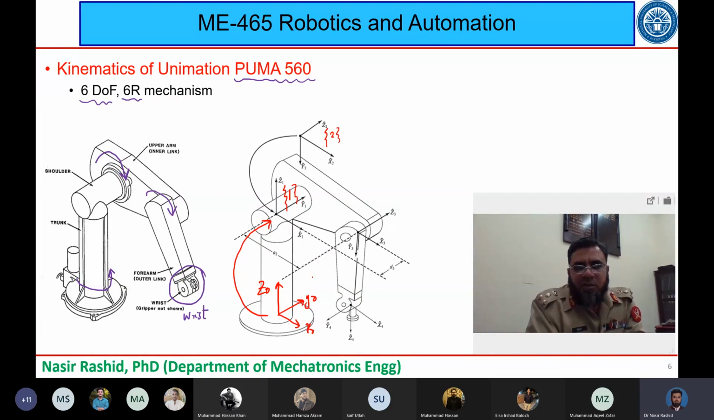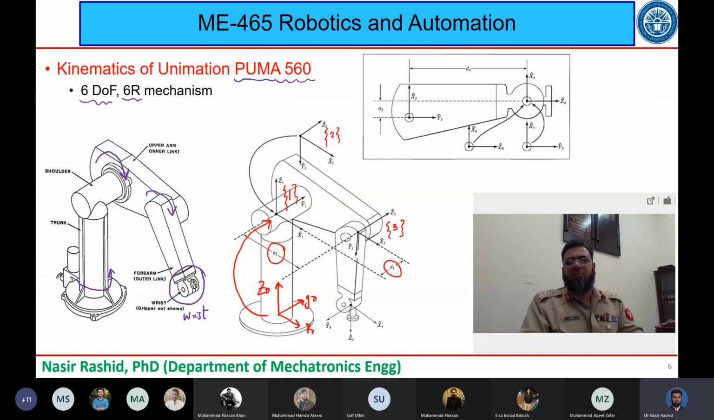Then between this frame and the next frame, which is frame number 3, there is a link length called A2. You can see it here. Then my frame 2 here, there is an offset between frame 2 and frame 3, which is given by this offset D3. So far, out of the 6 degrees of freedom, I have shown you the frame assignment for only 3 joints.